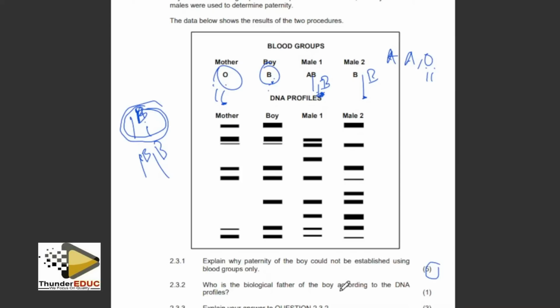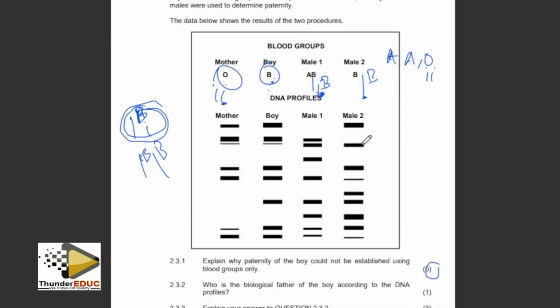Who is the biological father of the boy using the DNA profile? Now you have to check and see. You will see that it is male 2. Give a reason: it is because the remaining bands of the DNA profile match with the male. The remaining bands must match. If there is one which is not matching, then automatically it's not the father. Might be a relative, but might not be the father. Remember, all the genes that this boy or baby has come from the mother and the father.